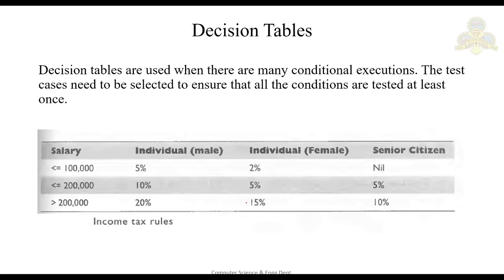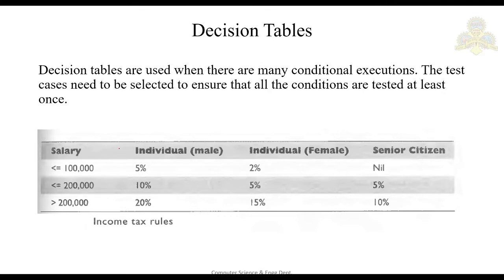So the next one is decision tables. Decision tables are used when there are many conditional executions. The test cases need to be selected to ensure that all the conditions are tested at least once. So I'll give you an example for this one. Suppose we have these income tax rules. The income tax paid depends on whether you are a male or a female or a senior citizen, and it also depends on the salary.